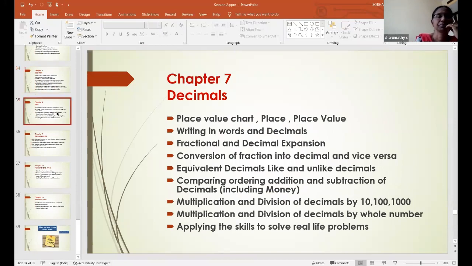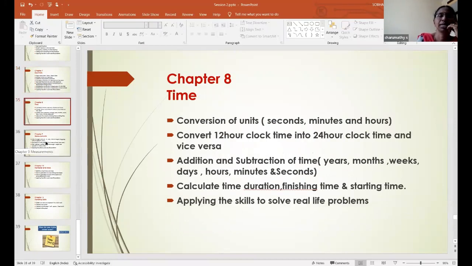Then coming to the time chapter, it is almost the same as what they did in class 4, except that calculating time duration, finishing time, and starting time is not only with hours, also with minutes and hours.